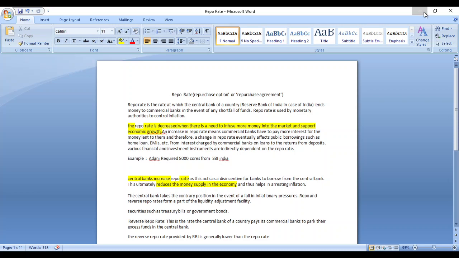Okay, let's take this example again. Adani requires 8,000 crores from SBI, but SBI has only 4,000 crores. They don't have the remaining 4,000 crores. So they approach the RBI to get the 4,000 crores. What does SBI do? SBI approaches the RBI, which has some lending capacity. At that time SBI gives a government security bond to the RBI: I give 4,000 crores of government securities bond.